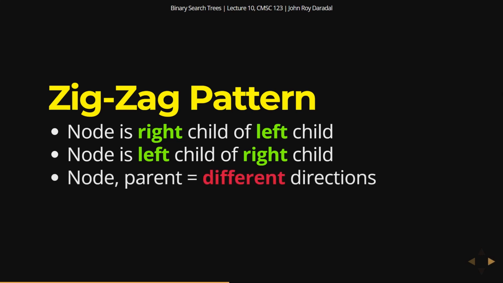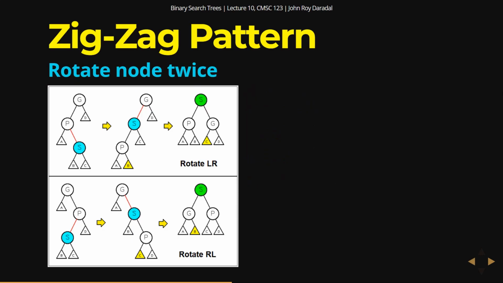Then the node and the parent are in different directions. So what you'll do here is you'll just rotate the node twice, and you'll rotate it to the opposite direction. So here in the first one, the splay node is the right child. Okay, so what you'll do is you'll rotate left first.